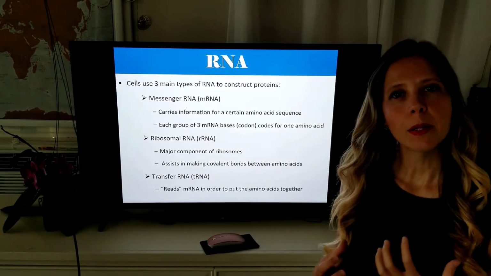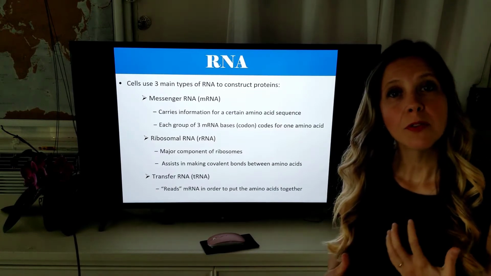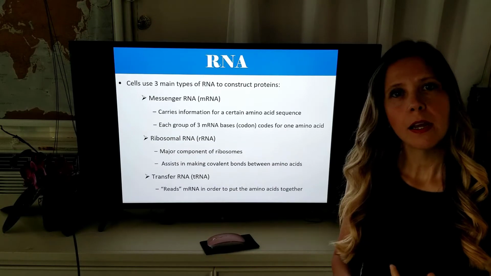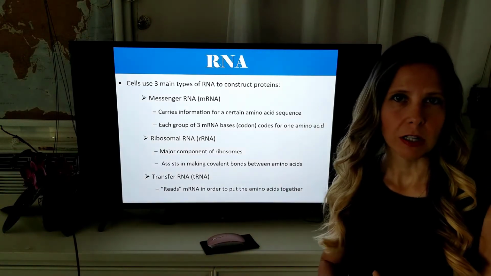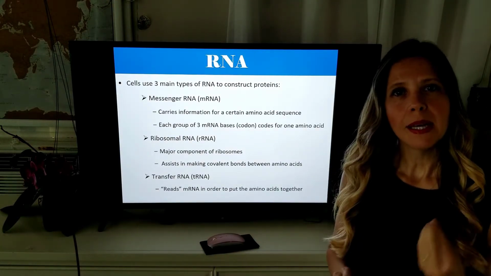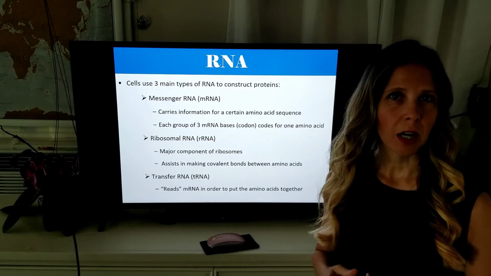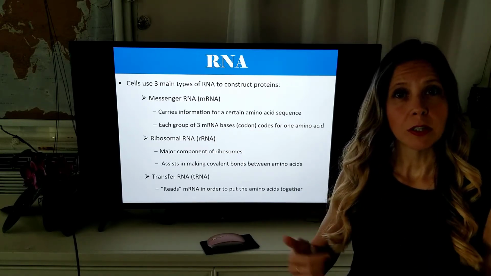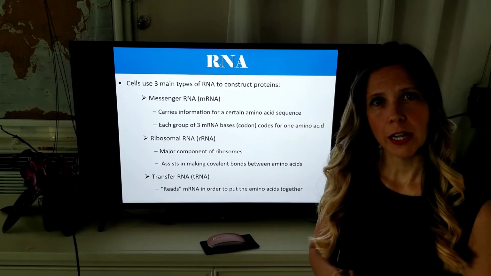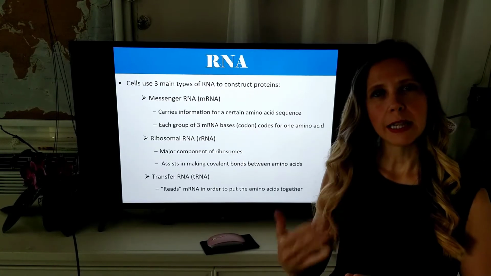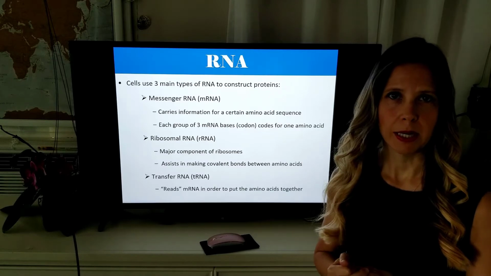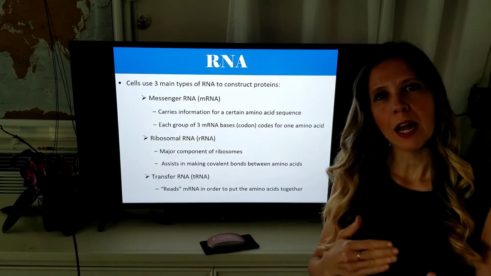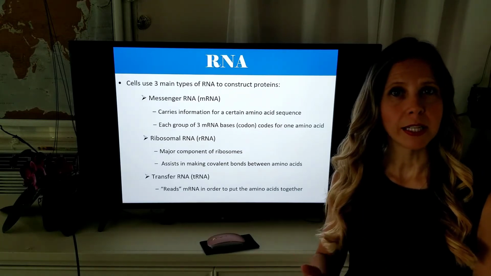When we're talking about the production of protein, we have 3 main types of RNA involved. We have messenger RNA, ribosomal RNA, and transfer RNA. Messenger RNA is used to make a copy of the DNA. So the DNA is going to be read and it's going to be transcribed into messenger RNA. That messenger RNA will then leave the nucleus and move to the cytoplasm. The messenger RNA instructs the cell what amino acids to add and in what sequence to add them.